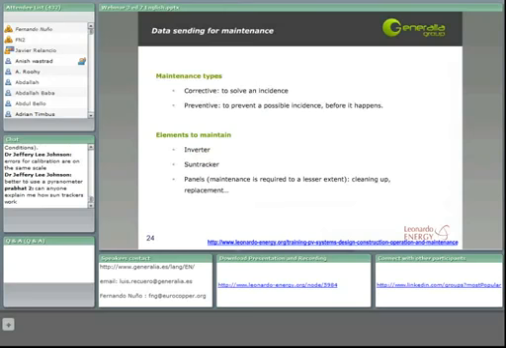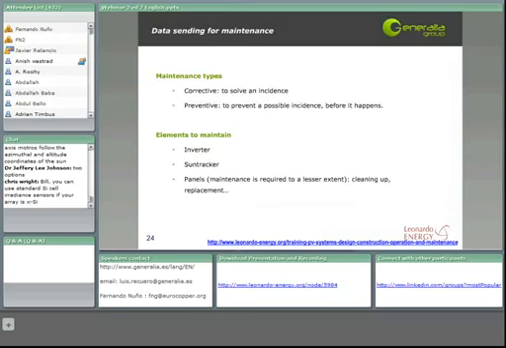In a PV facility, the main elements to maintain are the inverter, the sun tracker, and the panels. The inverter is the main element to be maintained if there is no solar tracker, and in the next slides we will see which incidents may happen in an inverter. The sun tracker only has to be maintained in case we are using them in our PV facility.